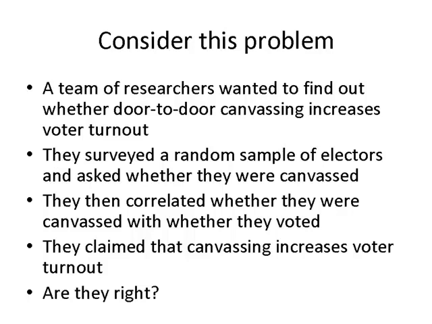So they survey a random sample of electors and ask whether they were canvassed or not, so they have a record of yes or no. Then they find out whether people voted from the electoral registers, and they correlate whether they were canvassed with whether they voted. Obviously, they found that the ones more likely to be canvassed were the ones more likely to have voted. And then they claim that maybe, as a result, canvassing increases voter turnout.